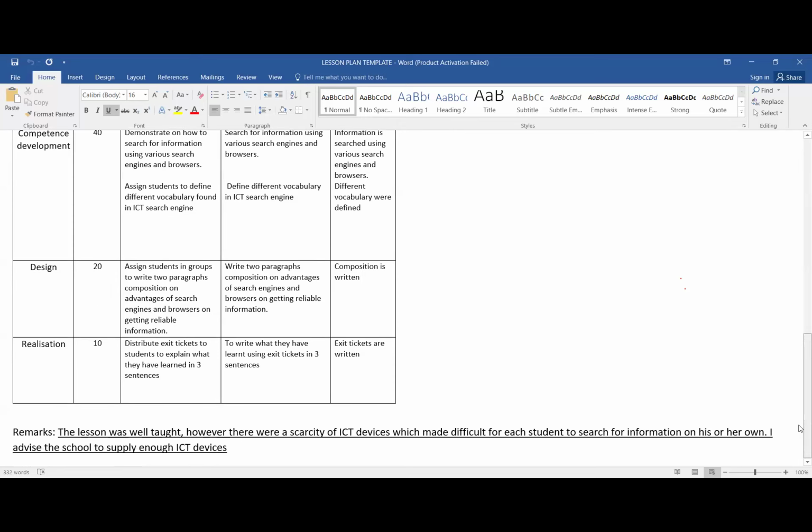So here for the remarks, you can write by looking at whether your lesson has been well understood by the students, or if you have any comment, you write it here in the remarks. So the lesson was well taught, however, there was a scarcity of ICT devices, which made it difficult for each student to search for information on his or her own. I advise the school to supply enough devices. So you may write this as advice.